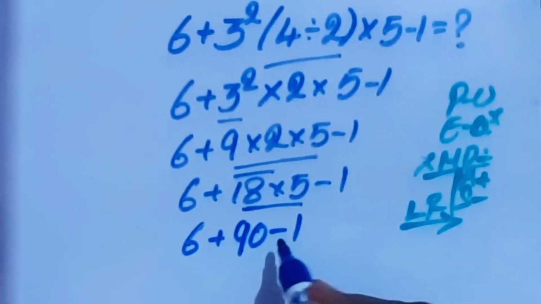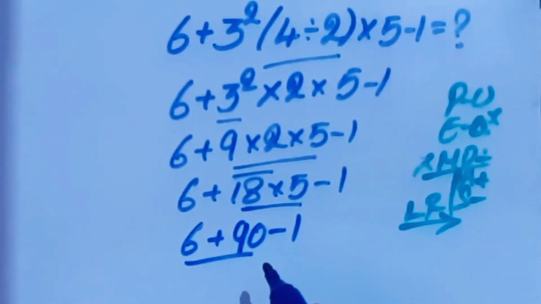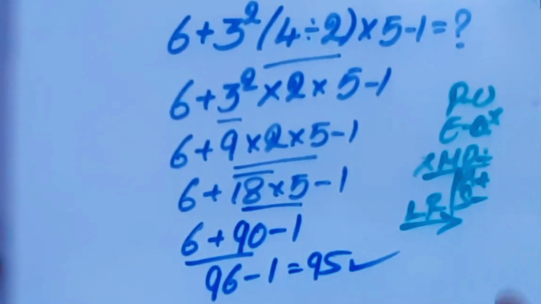Here we have addition and subtraction. Both are equal priority. For equal priority, we use left to right. Left to right is 6 plus 90. 6 plus 90 is 96 minus 1. Here 96 minus 1 is 95, which is the correct answer.